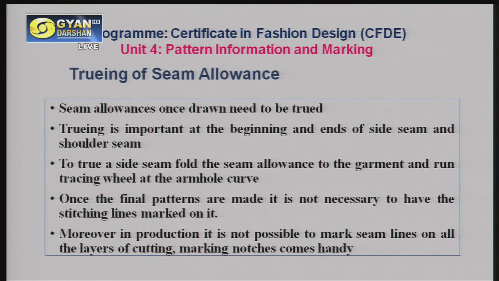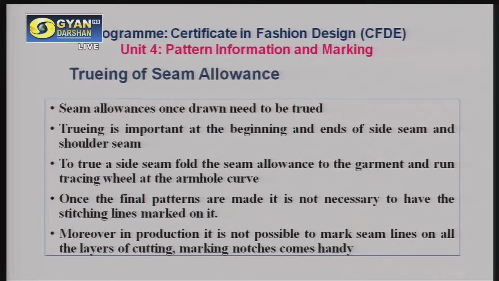Truing is important at the beginning and end of the side seam and the shoulder seam. To true a side seam, fold the seam allowance to the garment and run the tracing wheel at the armhole curve. Once the final pattern is made, it is not necessary to have the stitching line marked on it. If we have trued the seam allowance, it is not necessary to have the marking of the stitching line on the pattern.